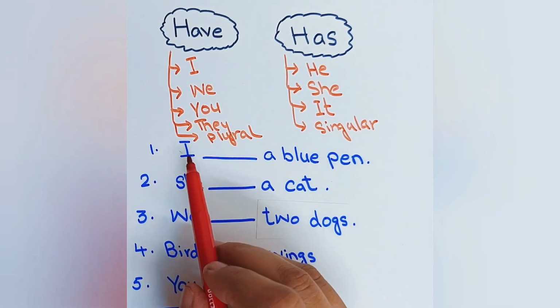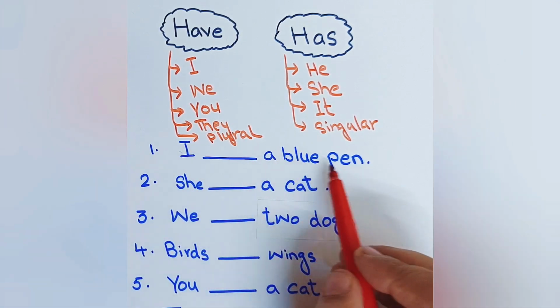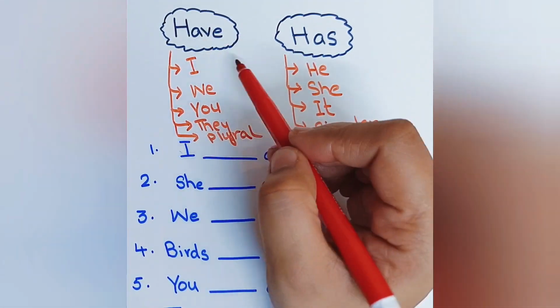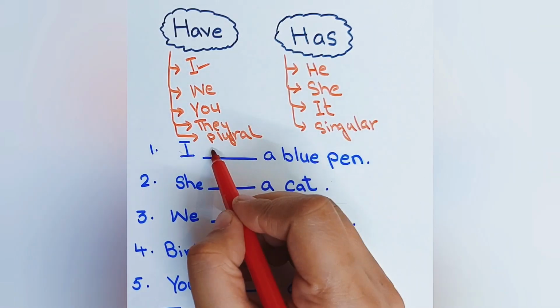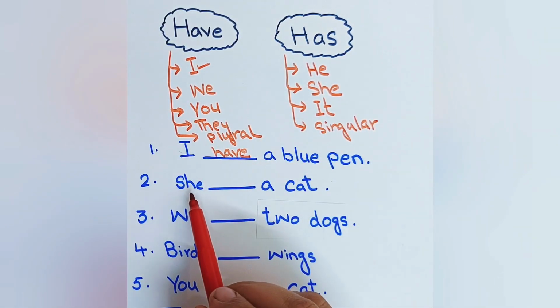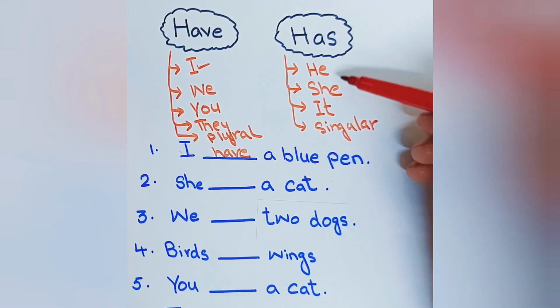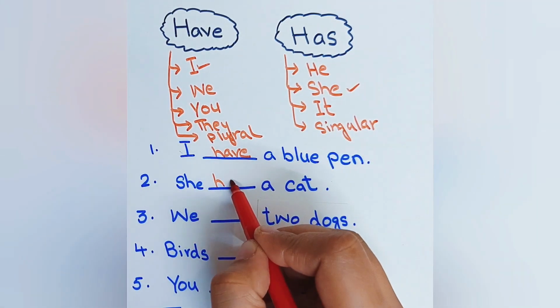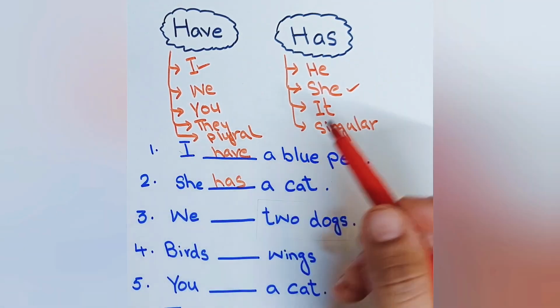So the first question is I dash a blue pen. So I is coming under this have one. So as you can see, we will be using I have a blue pen. So easy. Second is she dash a cat. She is coming under this has one. So you will be writing over here, she has a cat.